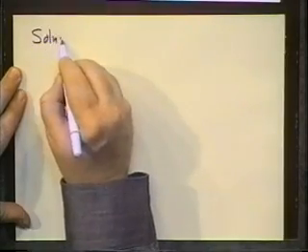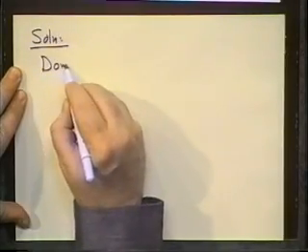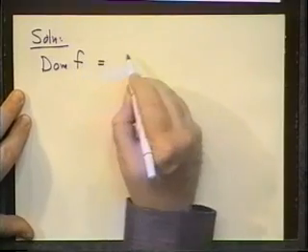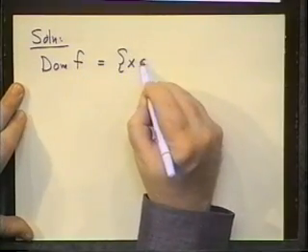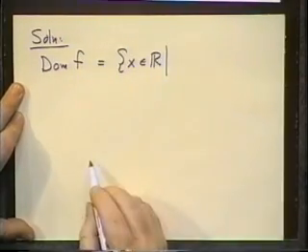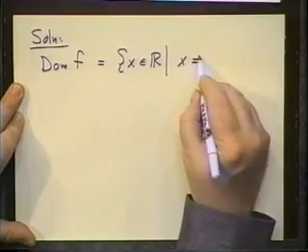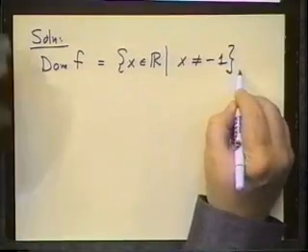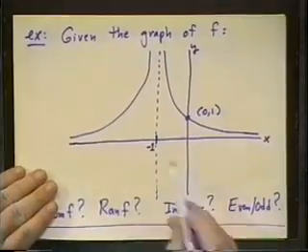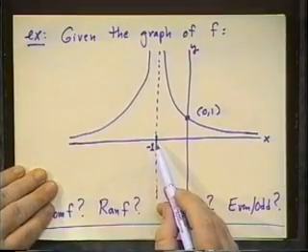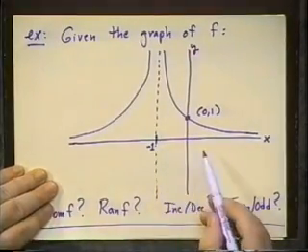my solution, I start writing things down. It looks to me like the domain of f is going to be, using that set builder notation again, all the x's in the real numbers such that x is not equal to minus 1. Because from the picture it looks like minus 1 is the only number that's left out. Now what about the range?